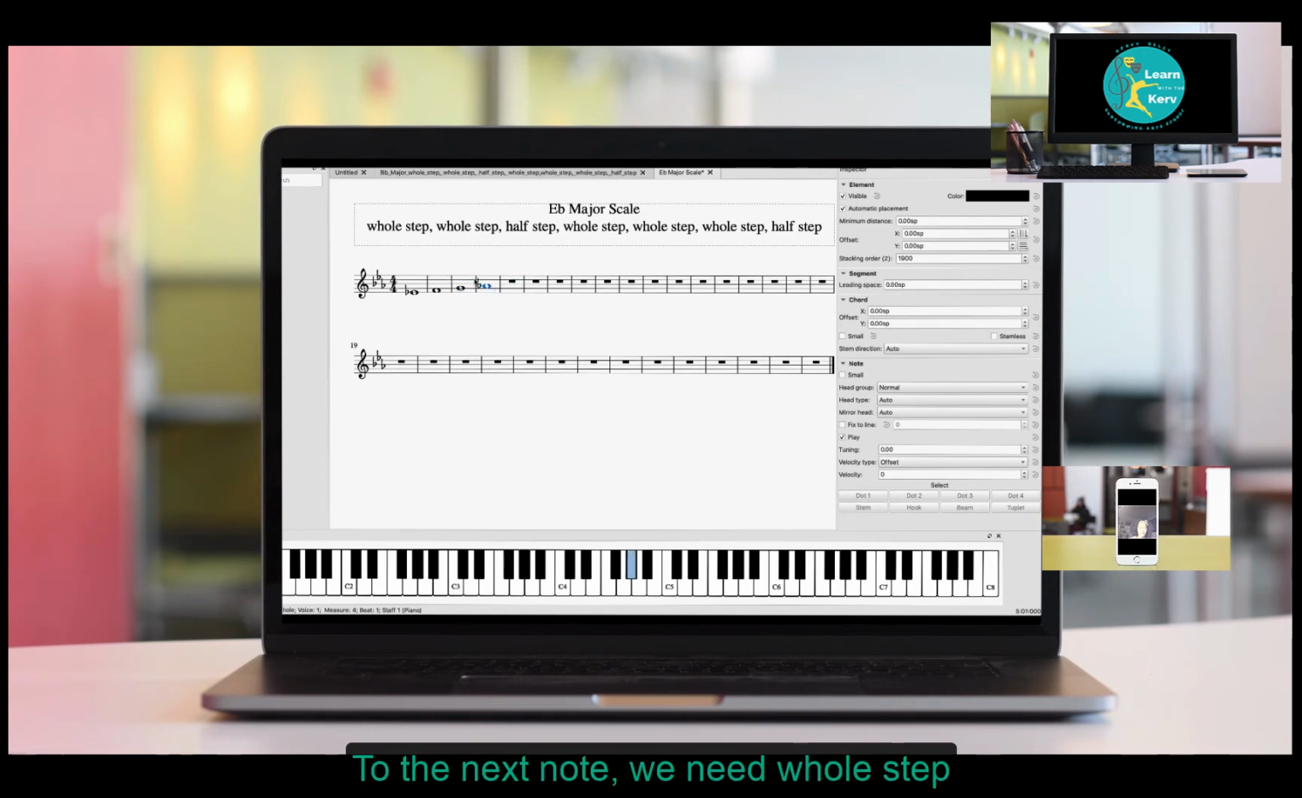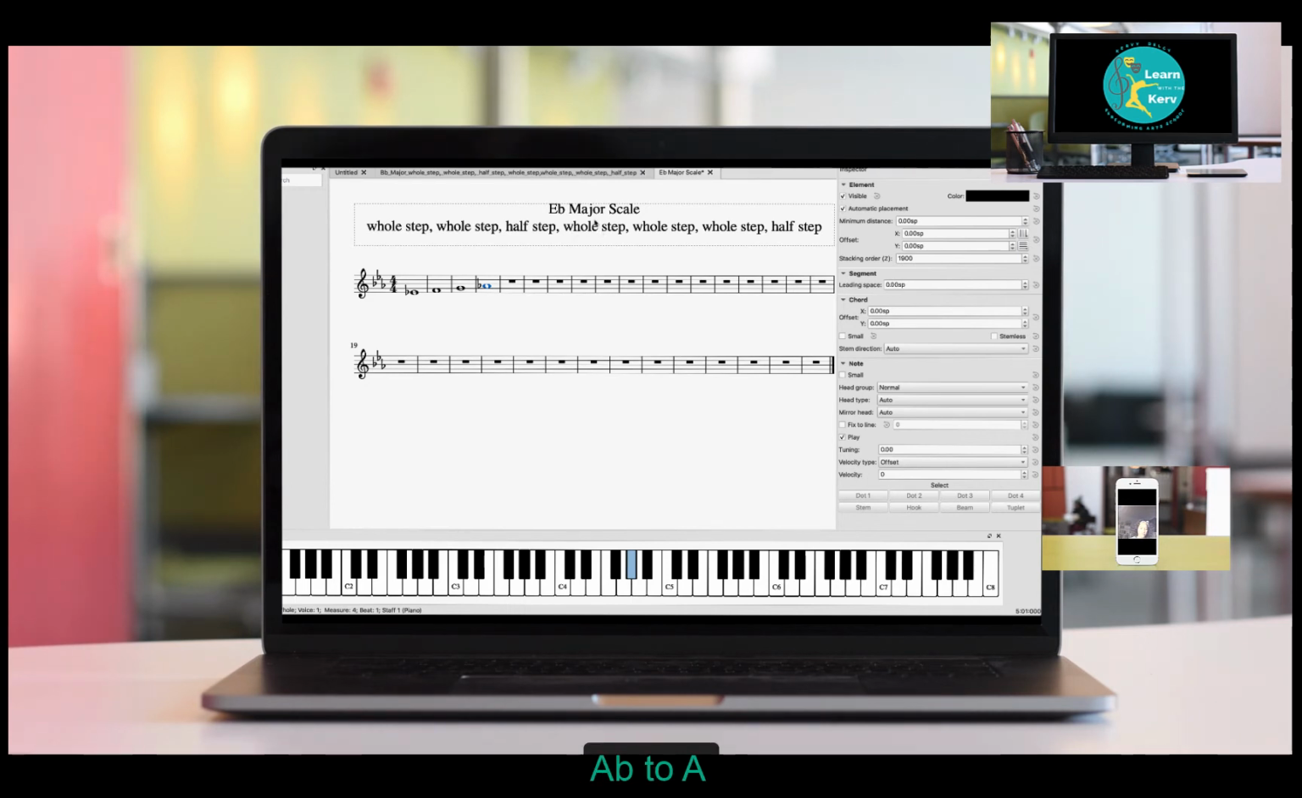From A flat to the next note, we need a whole step. A flat to A is a half step. A flat to B flat is a whole step. Our next note is going to be B flat.